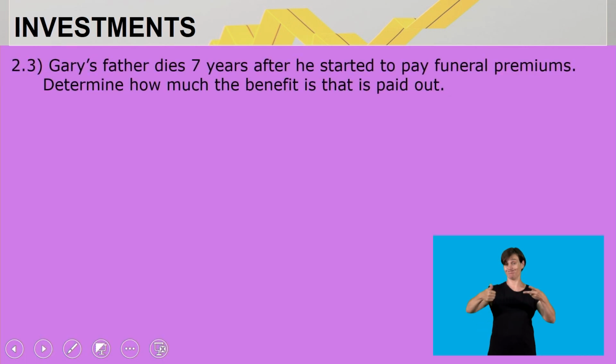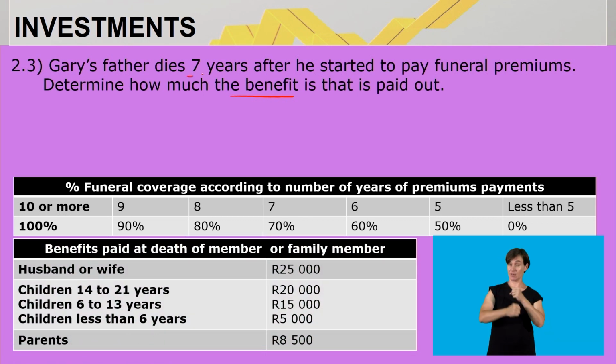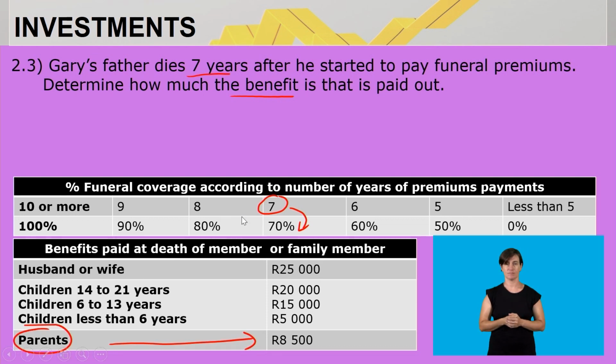Let's now look at question 2.3. Here I'm saying that Gary's father died 7 years after he started to pay funeral premiums, same as in question 2.2. Determine how much the benefit is that is paid out. Look at the difference: in the first question we wanted to know the amount of premiums. Now we would like to know the benefit that is paid out to the family. This becomes important. Remember, 7 years. Now I go to my table, and there we have the 7 years. So what is applicable now? 70% of the payment will be paid out, and remember, it's for his father, so it's for the parent. The payout in this case will be 70%. I hope you all understand where I'm getting it from.